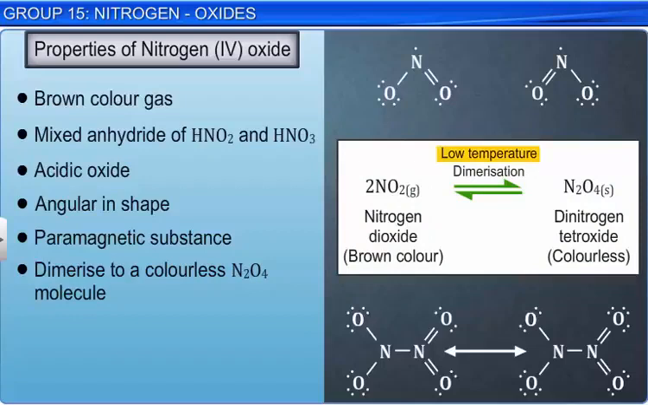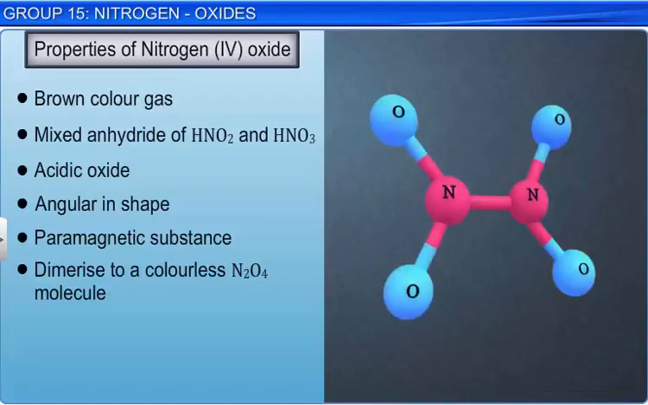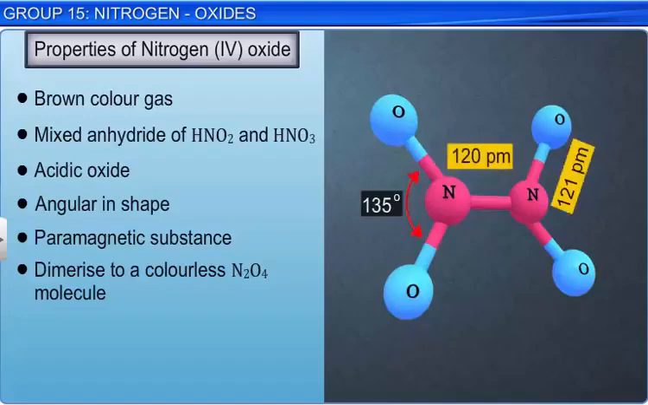At low temperatures, nitrogen dioxide associates to solid dinitrogen tetroxide. Take a look at the planar structure of dinitrogen tetroxide and make a note of the bond angles and the bond lengths in the molecule.